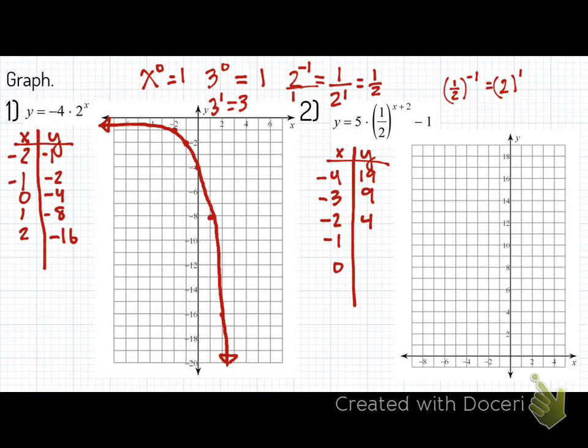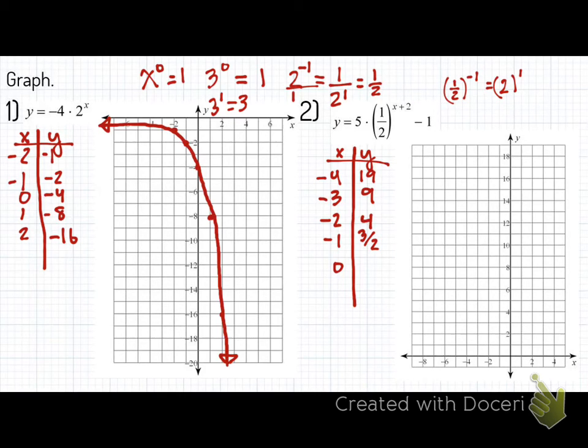Okay, so the next one we could do is negative 1. Negative 1 plus 2 is positive 1. And 1/2 to the first power is 1/2. And 1/2 times 5 is 5/2. So that's like saying 2.5, right? 2.5 minus 1 is 1.5, or we could say it's 3/2, right?